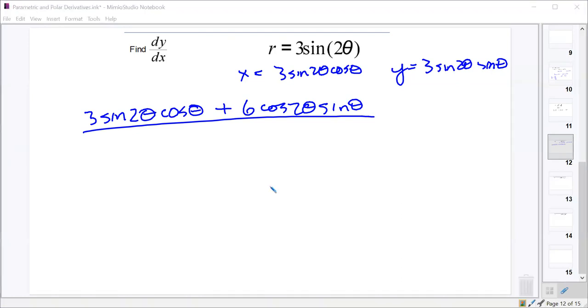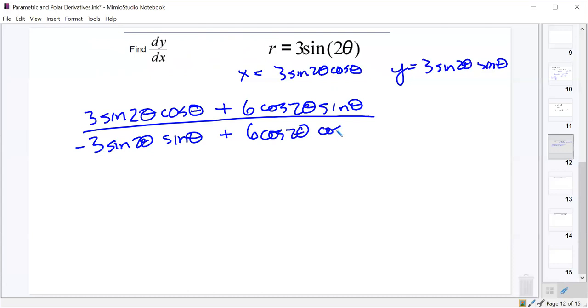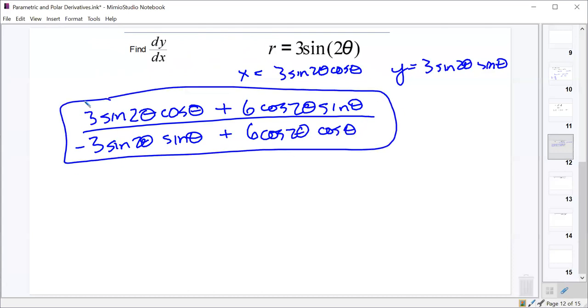Okay, and dx d theta should be 3 sine 2 theta times the derivative of cosine, which is negative sine theta, plus the derivative of 3 sine 2 theta, which is still 6 cosine 2 theta times cosine theta. If you want to divide a 3 out of all of it, you can, but you don't need to. Same basic idea, just write your own x's and y's from the polar function that you started with. Everybody good with that? Any questions or issues with that?